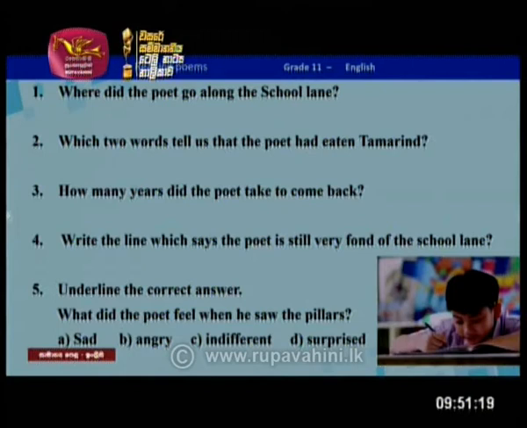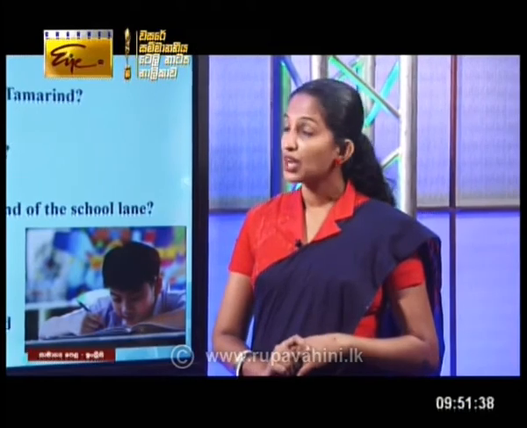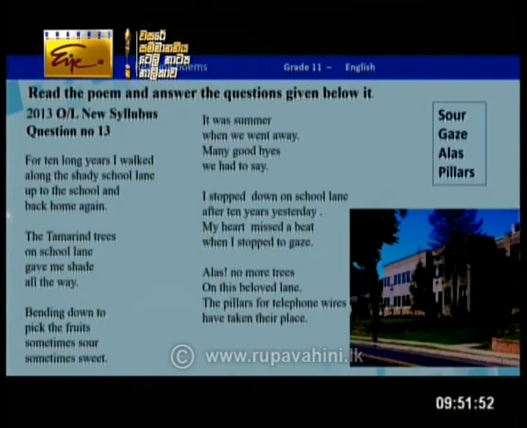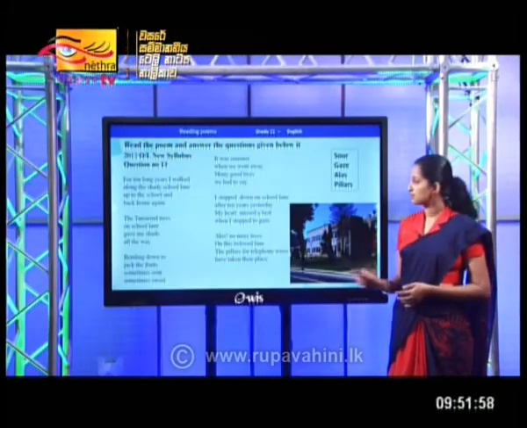Number 5. Underline the correct answer. What did the poet feel when he saw the pillars? A. Sad. B. Angry. C. Indifferent. D. Surprised. Okay children, now take your time and try to answer these questions from the poem. If it is done, we can move on to the answers now. Let's check your answers.